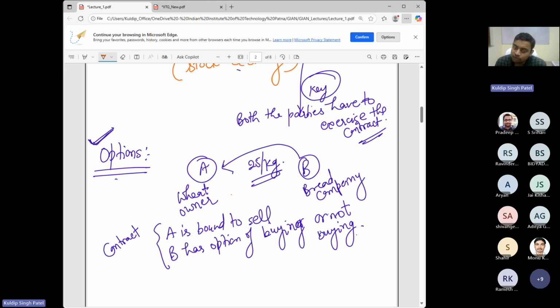Okay, if you want to buy, you buy. If you don't want to buy, you don't buy. But I am bound to sell. Basically, A is giving some extra leverage to B. But why should A agree? Why should the wheat owner agree to this? Wheat, anyone? Any guess?